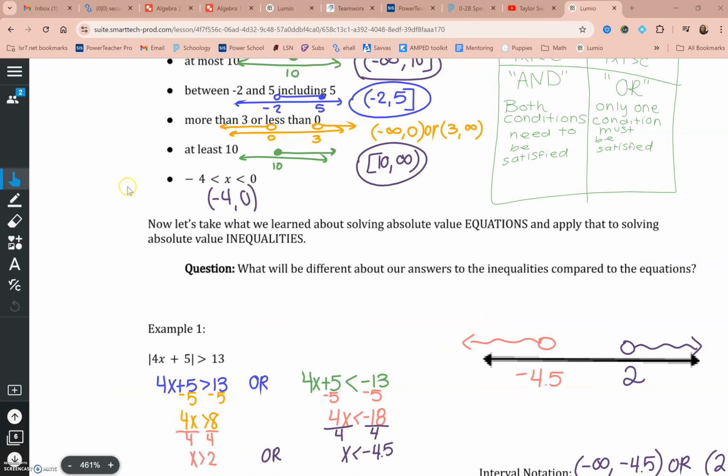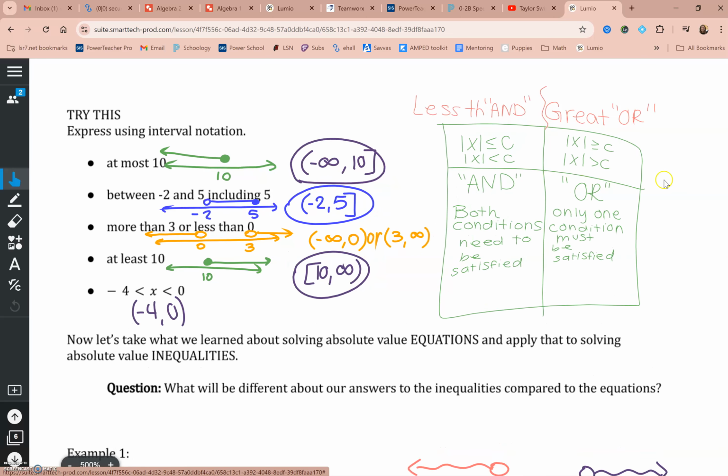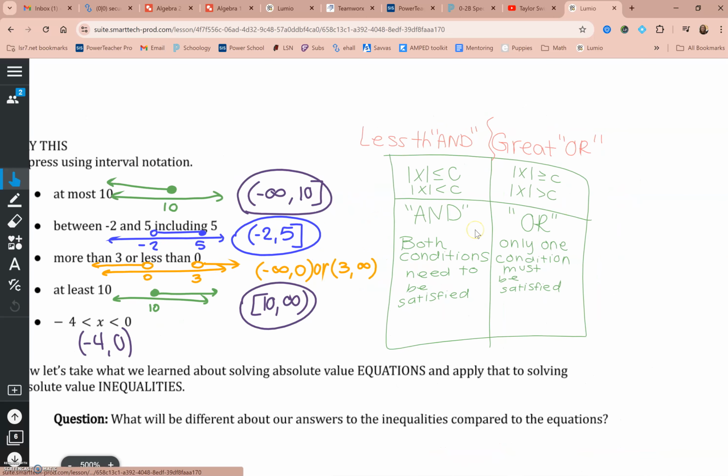All right, in this video, we're going to recap solving absolute value inequalities. So if you have your notes packet, you've seen this before and you should have this, but when we are talking about absolute value inequalities, we have two types. If it's less than or equal to or less than, it becomes an and statement.